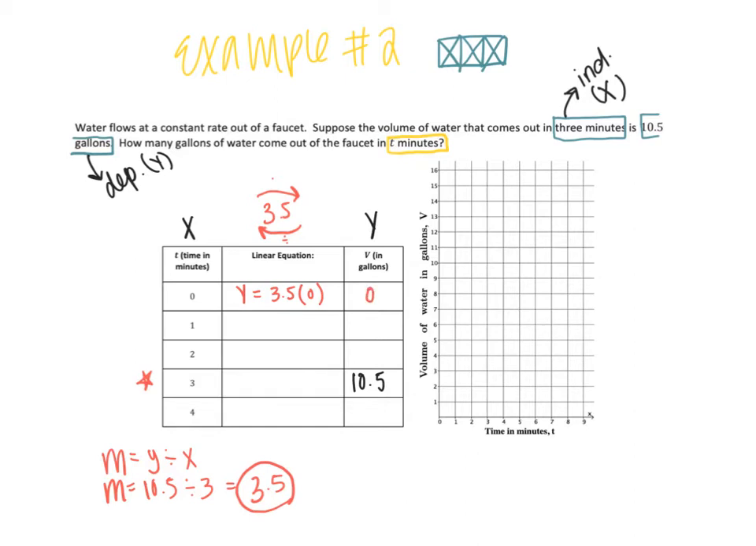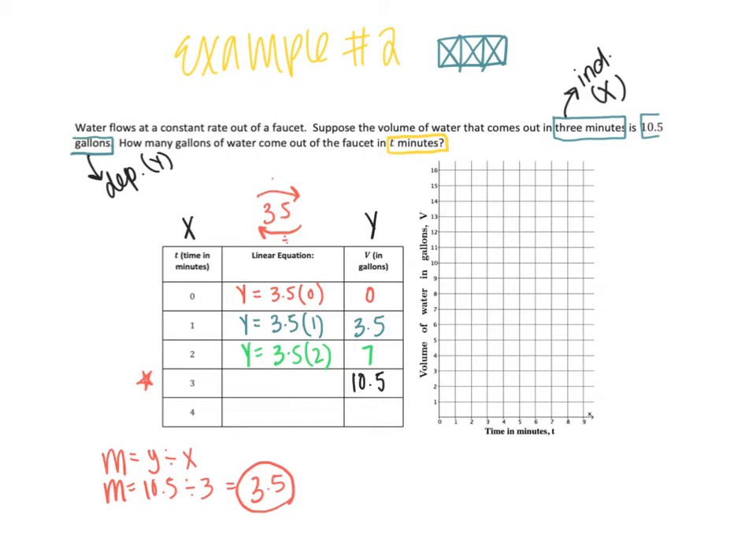And that makes sense, right? If the faucet's not been turned on for any minutes, then no water is going to flow out of it. Next, we're going to do 1. So y is going to equal 3.5, my m, times, in this case, my x is a 1. So what's anything times 1? It's just itself. So in 1 minute, 3.5 gallons flow out of this faucet. Okay, now we're going to do 2. 3.5 times 2 is 7. So in 2 minutes, 7 gallons flow out.